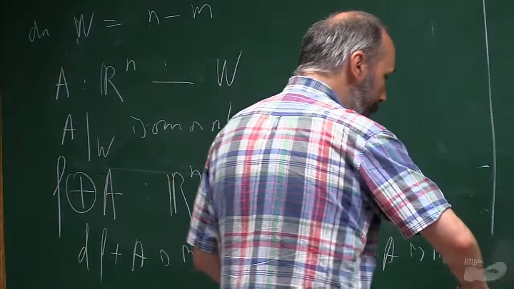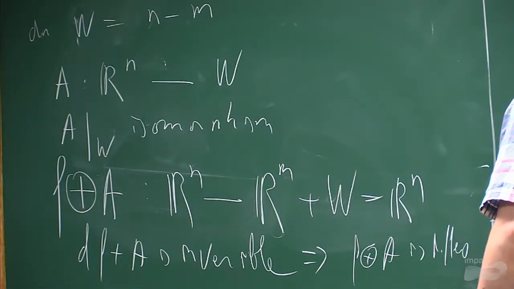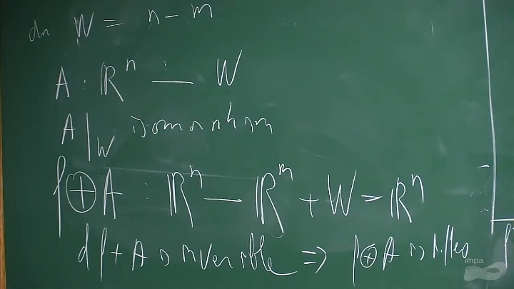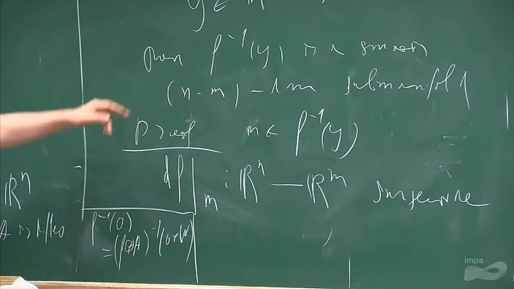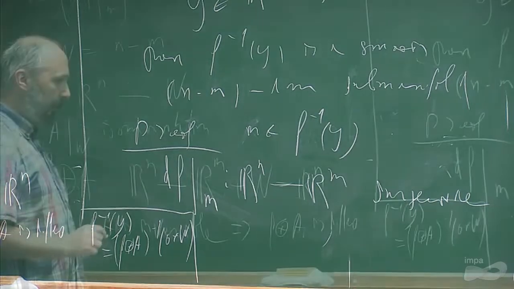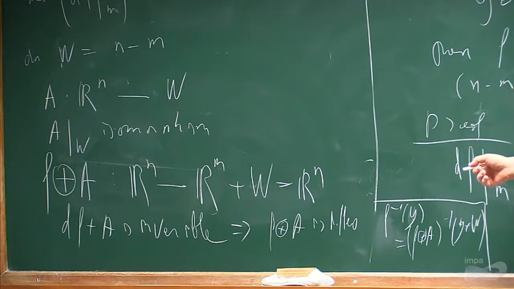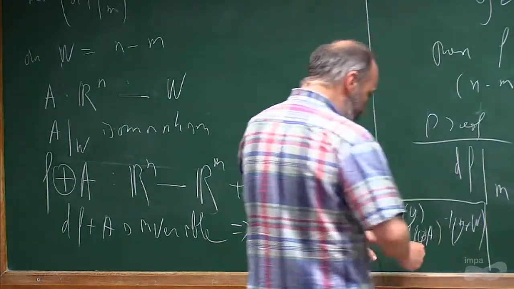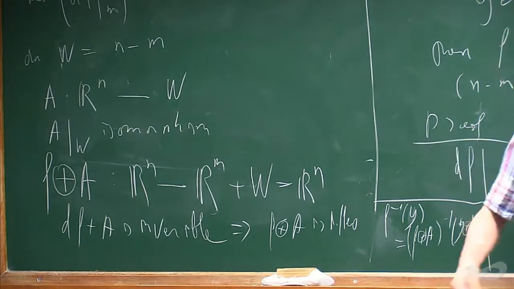By construction, you can apply the inverse function theorem and obtain that f plus A is a diffeomorphism. And of course, now we finish the proof, because f⁻¹(y) is the same as (f plus A)⁻¹ of y plus W. This is by definition. So the preimage of y is diffeomorphic to a smooth subspace, because this is a diffeomorphism and this is the preimage of the point y plus W, where W is just a linear subspace.